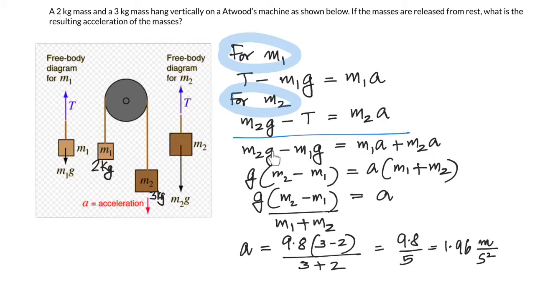Now on the left side, you see g is a common factor, so take that, and then you have M2 minus M1. On the right side, again, A is a common factor, so take that out, and you have M1 plus M2. We're trying to find acceleration, so divide by M1 plus M2 on both sides, which gives us this equation. And then it's a matter of substituting the numbers carefully. M2 is 3, M1 is 2, and that's there. So in the denominator, you have 3 plus 2. Do the calculations, you get 1.96 meters per second squared. So that is how you do that.